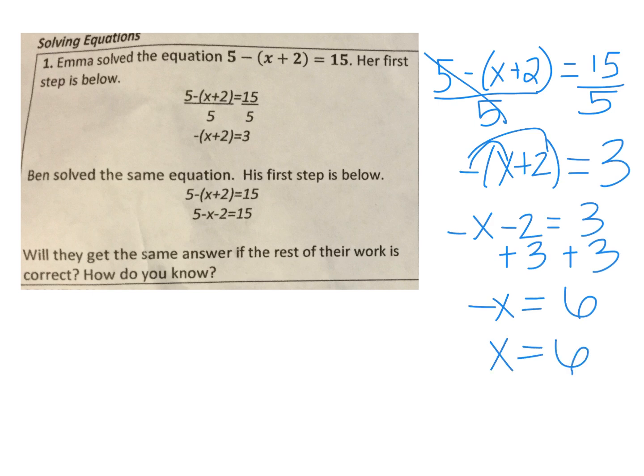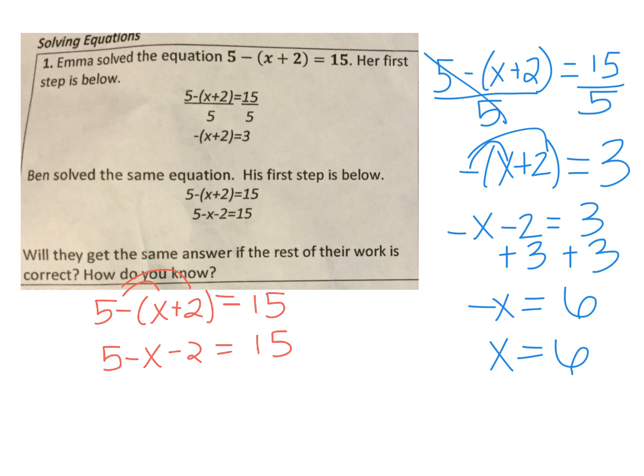Okay, so this is Emma's work here. I'm going to show you Ben's work in a different color. Alright, so the first step that he did, it looks like he distributed this negative. So that's going to leave us with 5 minus x minus 2 is equal to 15.